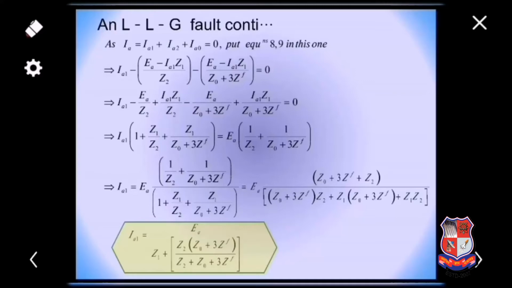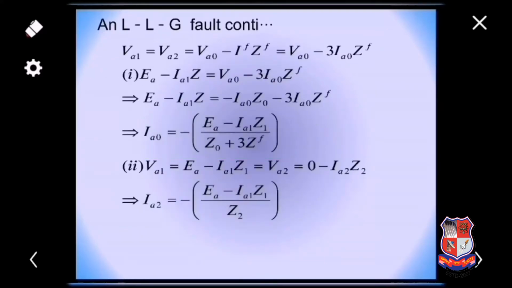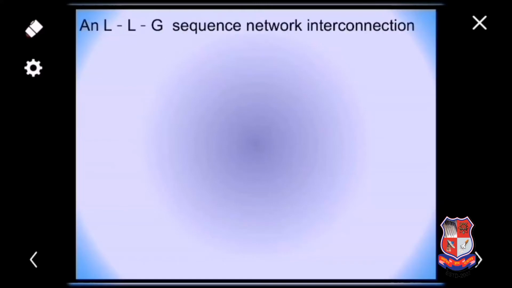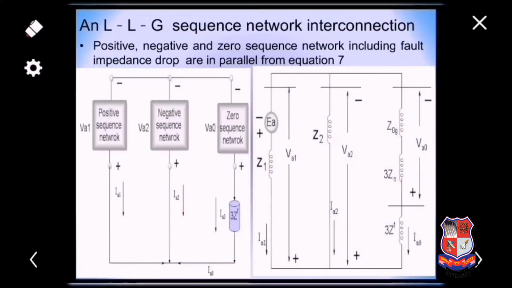So let us take a look back at the sequence network interconnections. From that we will have an idea how to apply the current divider rule. So this is the sequence network interconnection. Now IA1 is the incoming current. IA2 and IA0 are also getting injected, so we can consider the outgoing currents as minus IA2 and minus IA0. Now total current is IA1 and that is getting distributed into minus IA2 and minus IA0 as the outgoing currents.